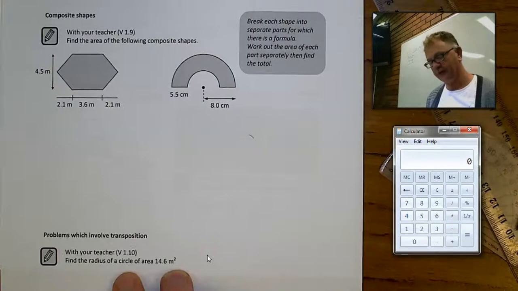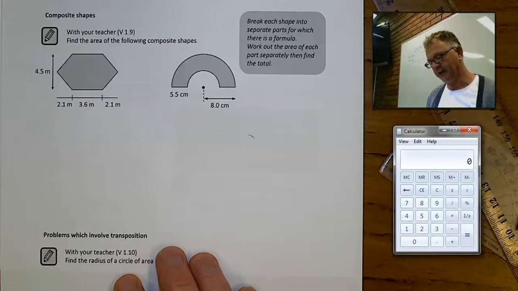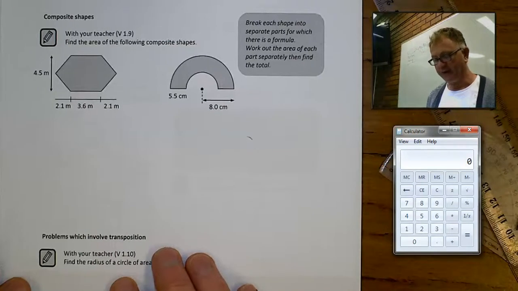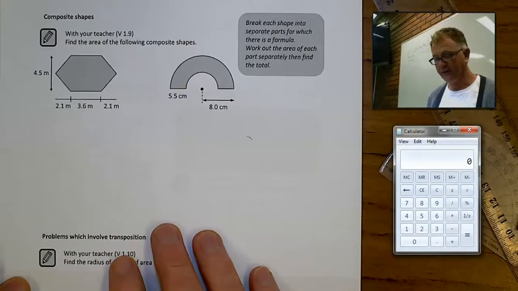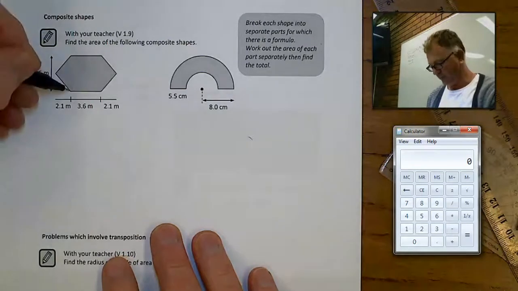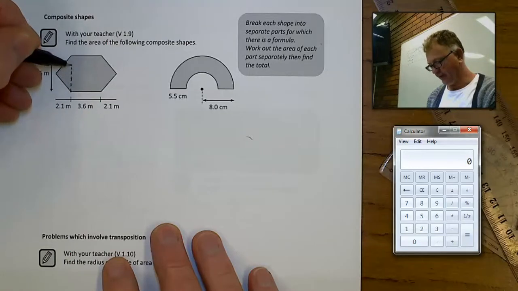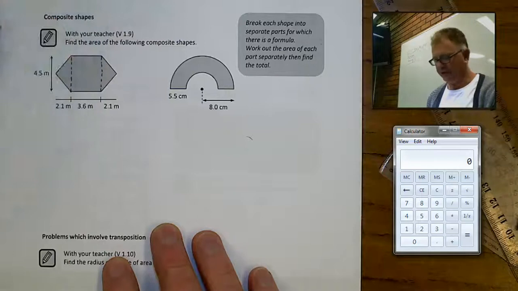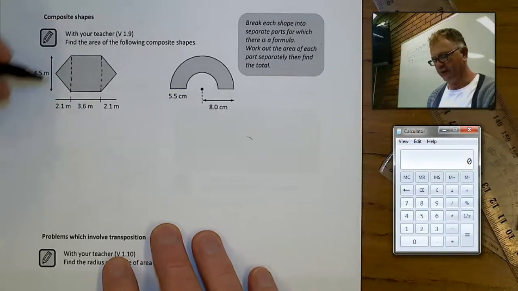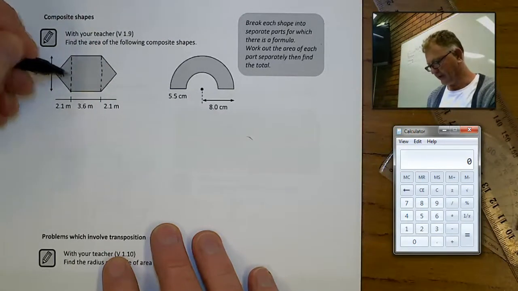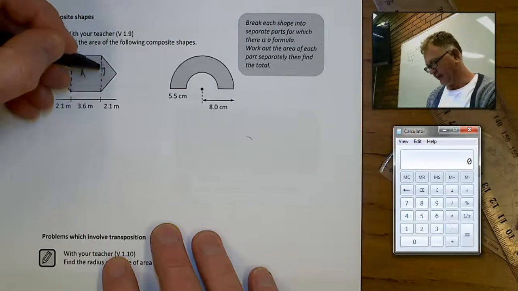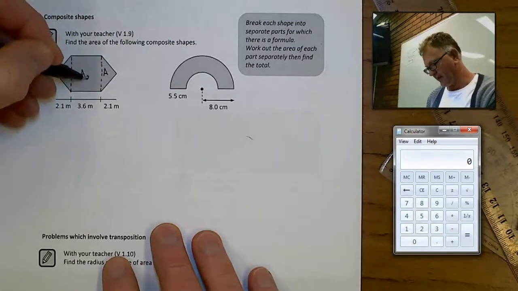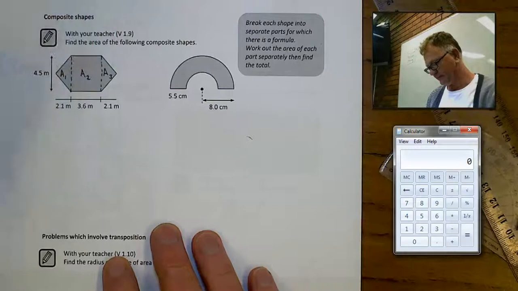These questions here involve composite shapes, so the shapes which are made up of several shapes put together. To work out the area, we break them up into shapes which you do know a formula for area. So if I was to get this shape, this hexagon, and break it up like this into two triangles and a rectangle, I should be able to work out the area of each separately. So I'm going to label them as three separate areas. I'm going to call them A1, A2 and A3.